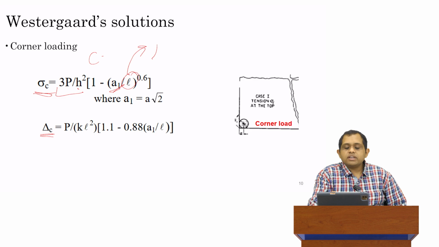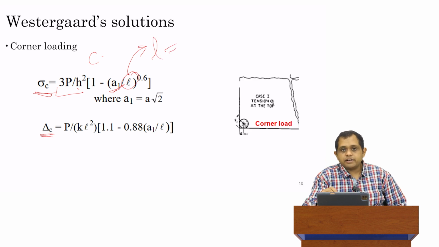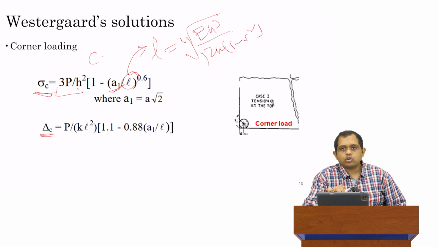This L, I remind you, is again that radius of relative stiffness. So it's the fourth root of E H cube divided by 12 k into 1 minus nu square. Don't forget this fourth root over here. So this is the radius of relative stiffness raised to the power of 0.6.